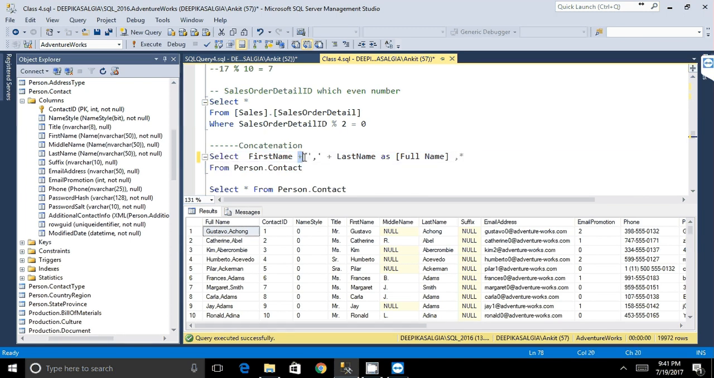So you have to say, I want to concatenate this, and with the whole thing, I also want to concatenate the last name. So now you are concatenating three things in order to get a full name: first name, then a comma, and then the last name.